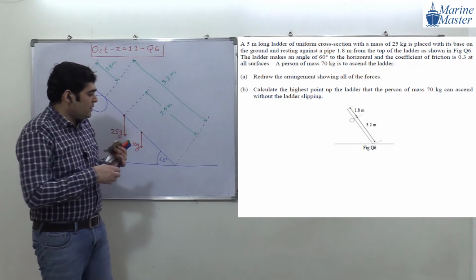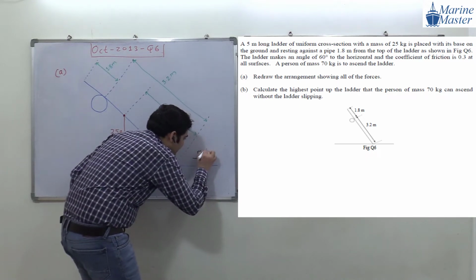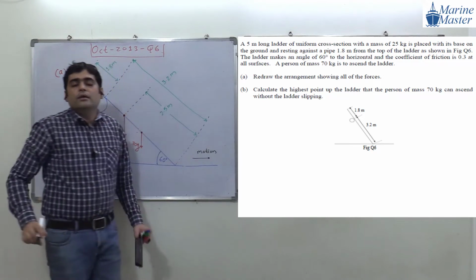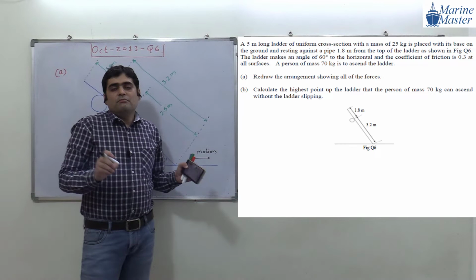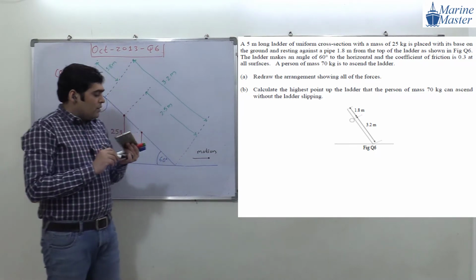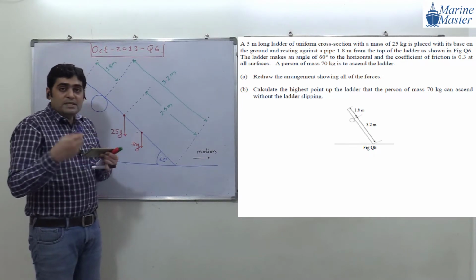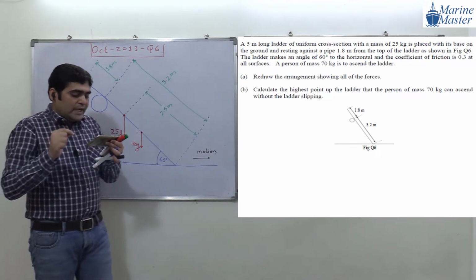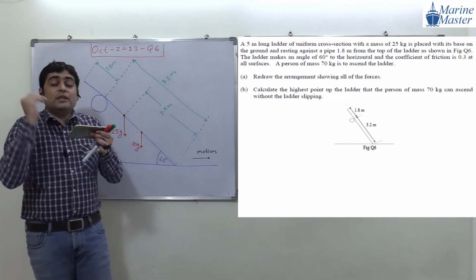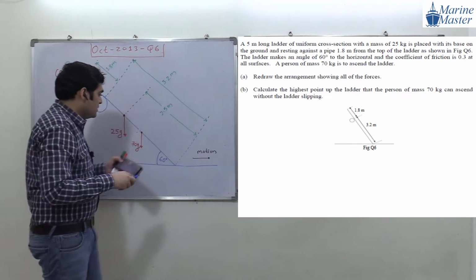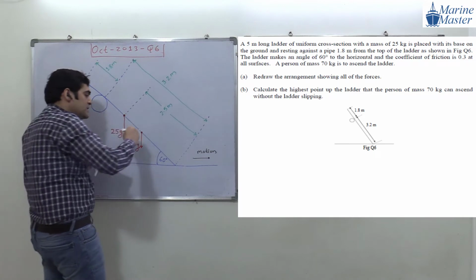If the ladder wants to slip, how will it slip? It will slip like this. The ladder tries to move like this, but the motion actually does not take place, because we want to prevent that motion. So how much distance can the 70 kg person ascend? It means how far along the ladder the person can go.